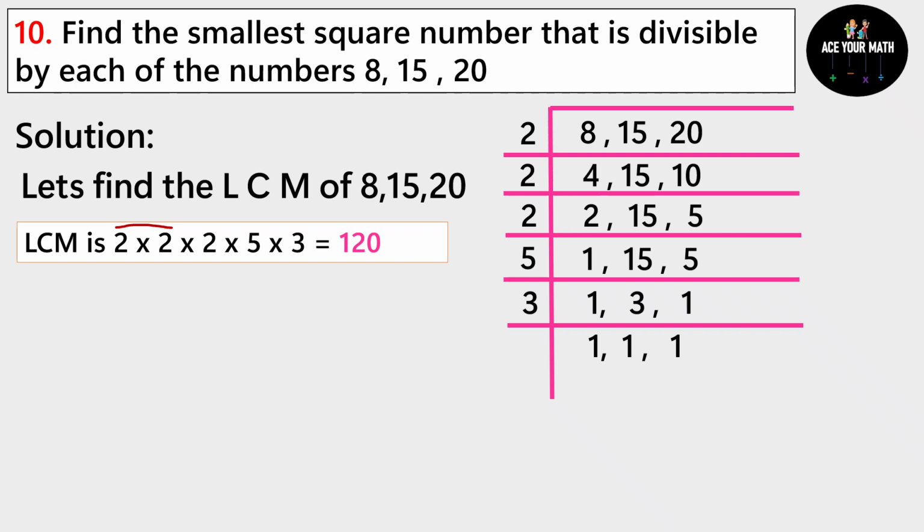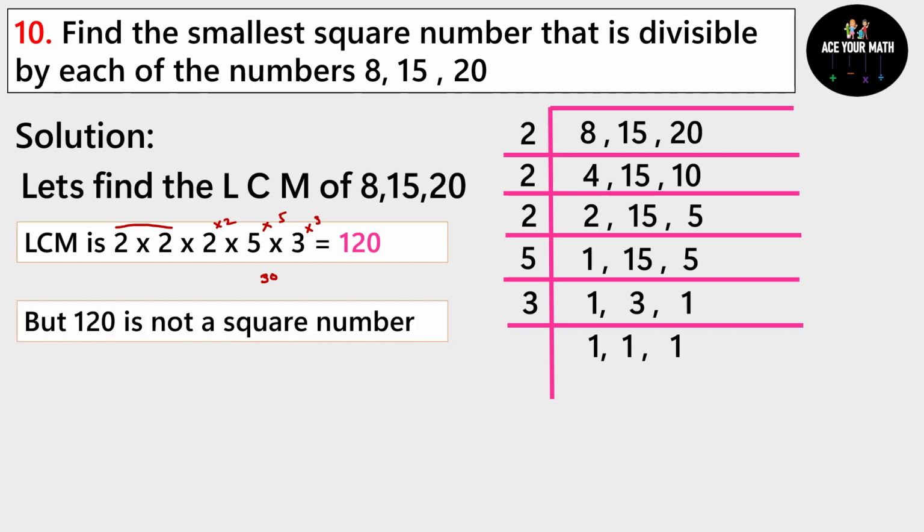But we are looking for a square number. Square numbers are those whose factors are all in pairs. It means if I multiply it by 2, it will become a pair. If I multiply this 5 by 5, it will become a pair. And if I multiply 3 by 3, it will become a pair. So 2 times 5 is 10 and then times 3, this means 30. So 30 is the number with which you need to multiply this whole term.